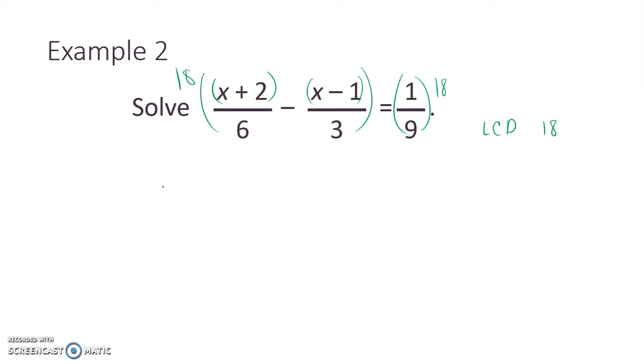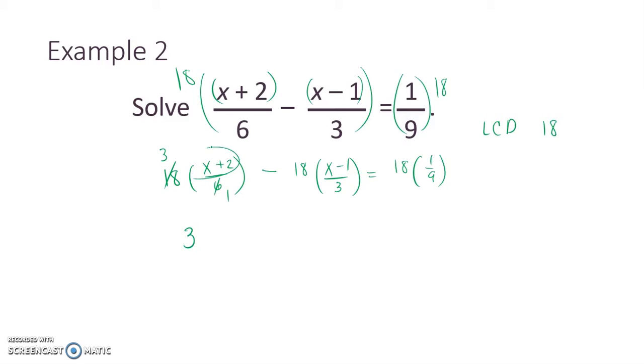And it'll look something like this for each step. So it'll be 18 times x plus 2 over 6, minus 18 times x minus 1 over 3, equals 18 times 1 over 9. And then here we can start eliminating our denominators. So our 18 and our 6 cancel. We have a 1 and a 3. So we have 3 times what's left in the numerator.